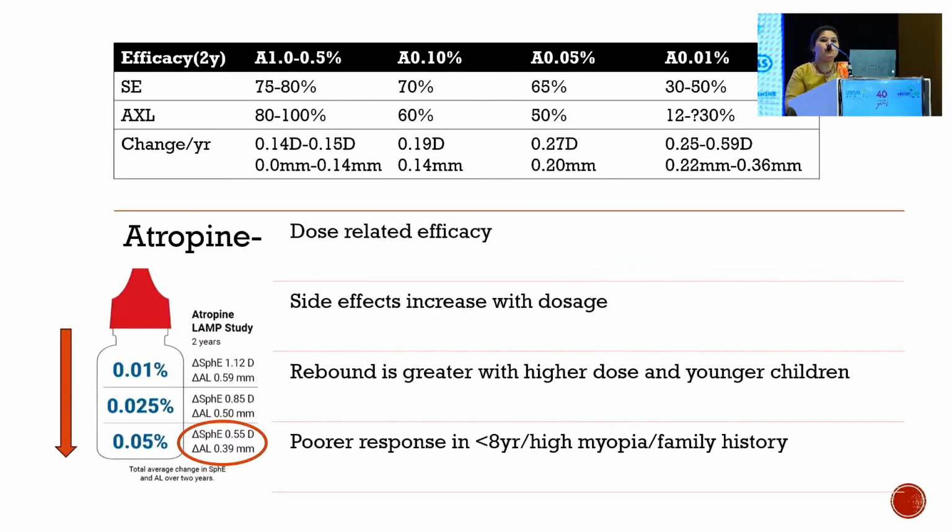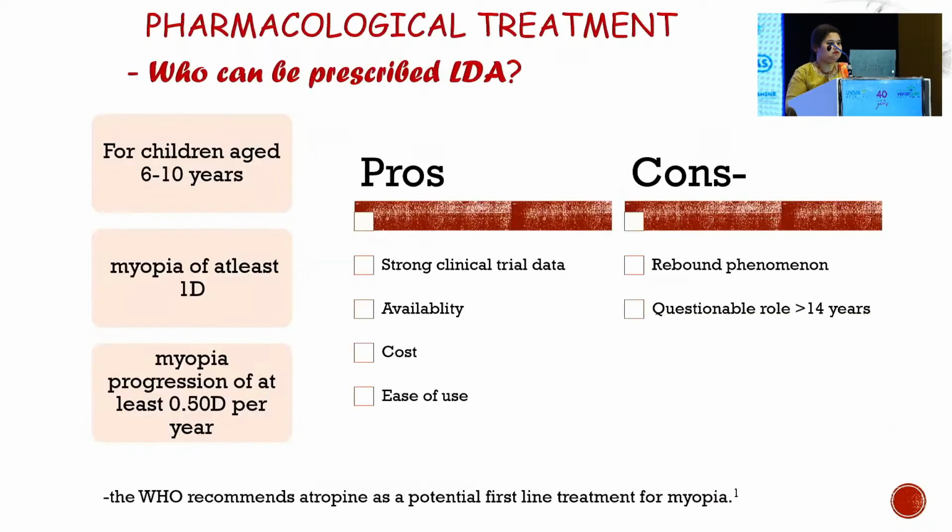As we can see, there is a dose-related efficacy in atropine. The higher the dosage, the more the efficacy, but hand in hand the side effects also increase. So to balance both the risks and the benefits, 0.05% of the atropine seems to be very efficacious. The pros of using a low-dose atropine is that there's strong clinical trial data and it is easily available and also economical for the patient. The cons would be there is a possibility of a rebound phenomenon on sudden discontinuation of low-dose atropine.